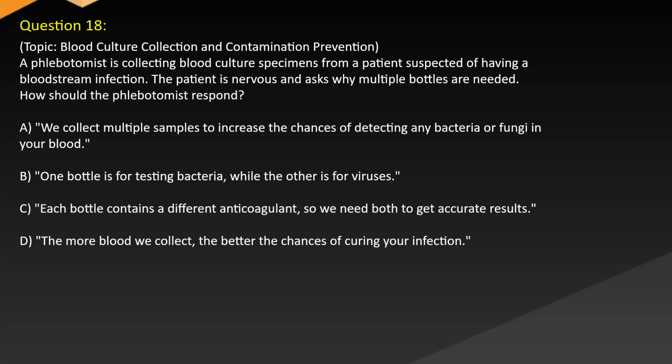A. We collect multiple samples to increase the chances of detecting any bacteria or fungi in your blood. B. One bottle is for testing bacteria, while the other is for viruses. C. Each bottle contains a different anticoagulant, so we need both to get accurate results. D. The more blood we collect, the better the chances of curing your infection.